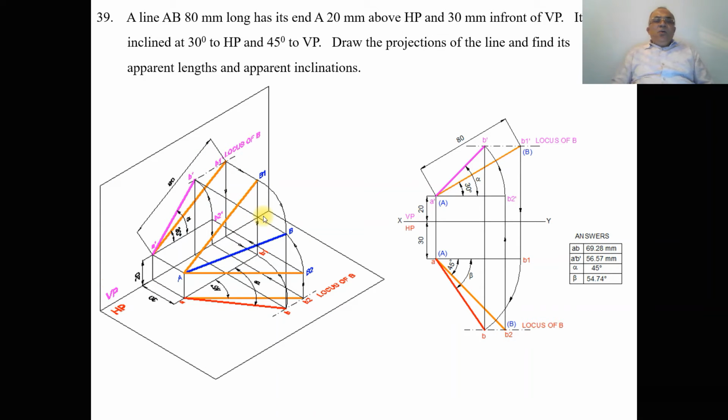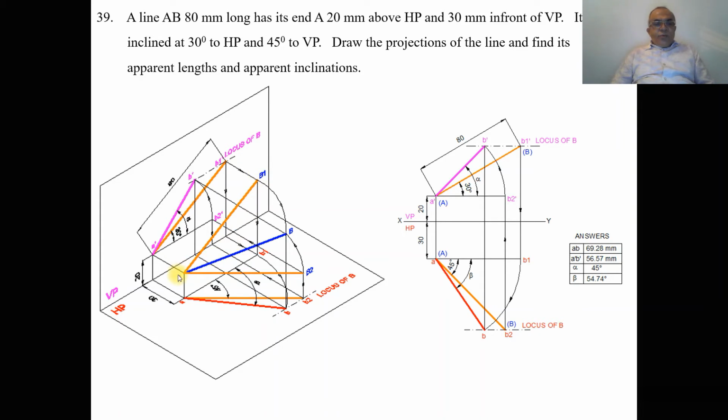Now we need to find out the apparent length and apparent inclination. That means we have to find the front view and the top view. First we can consider any one of these planes. We will consider AB1, and I want to find out its top view.